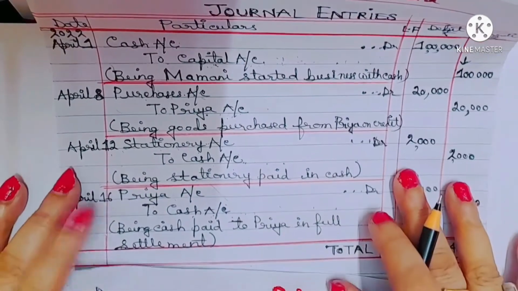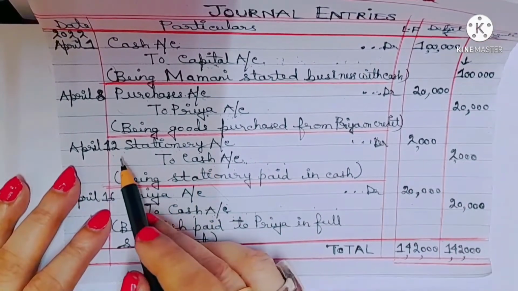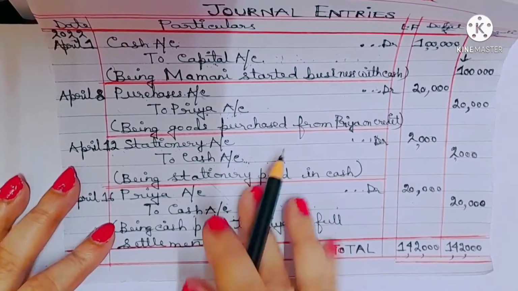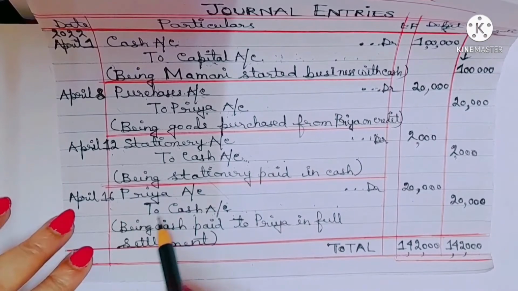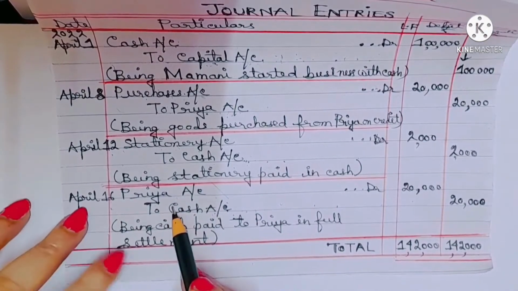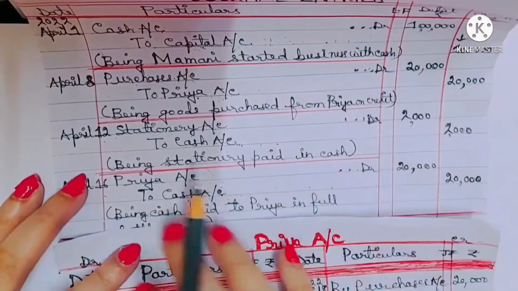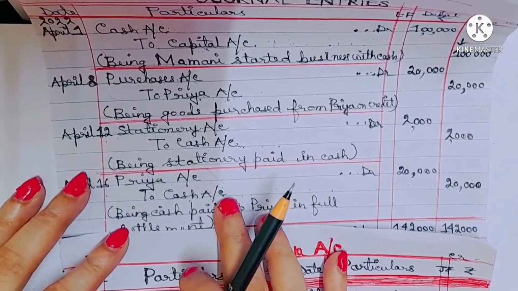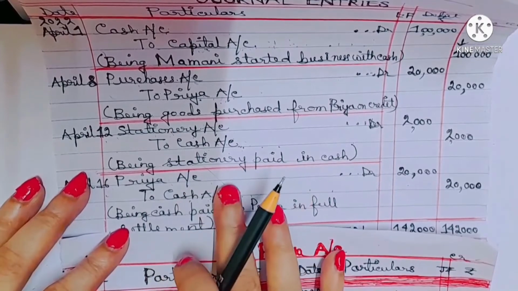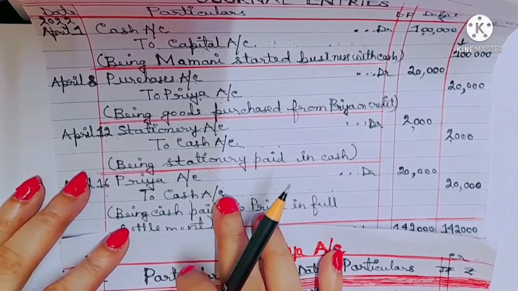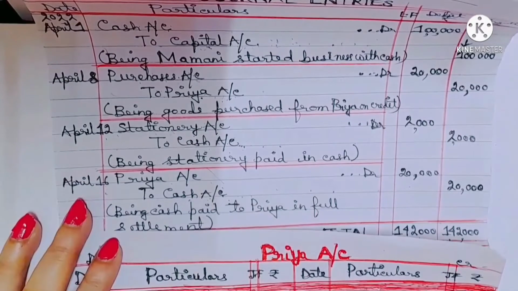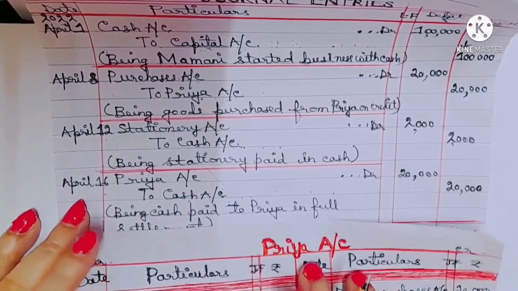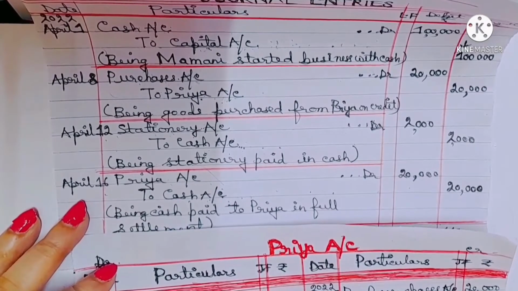Is there any other Priya transaction? Let's see. On 12th April, stationery account to cash account. No Priya account. Ignore. On 16th April, Priya account to cash account. Here's one. So, what is the position of Priya? Priya account is on the debit side. So, cash account will always be on the debit side. Since Priya account is on the debit side, cash account will also appear on the debit side in the Priya account. To cash account. How much? See, 20,000. So, what is the date? 16th. Let's do the total.